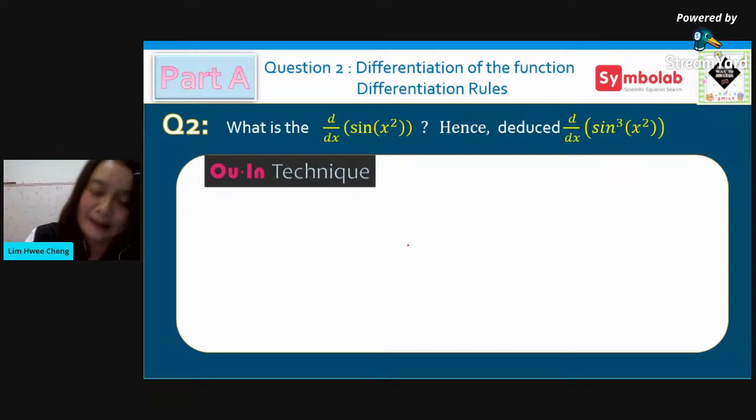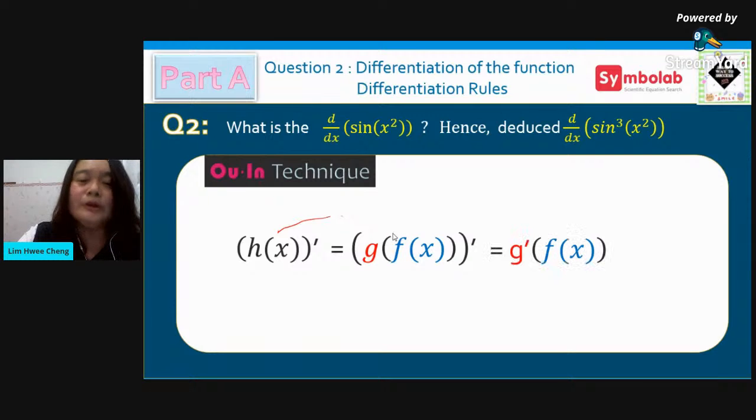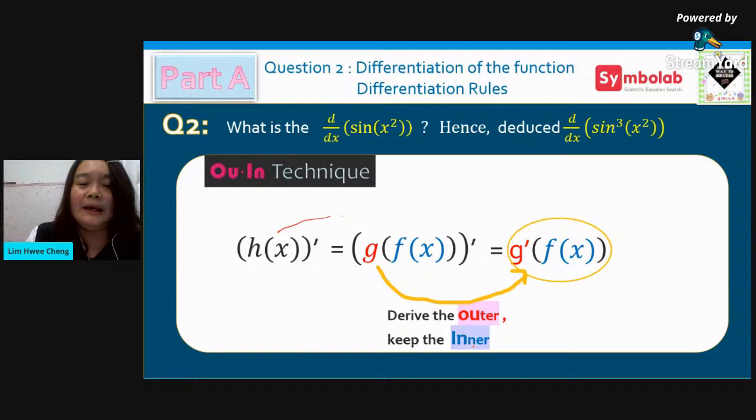What is the out-in technique? Every time I tell my students, if you have a composite function, of course you have the inner function and the outer function. Let's say I differentiate my function h in terms of the composite g of f of x. Every time, I will do my outer function first. I will differentiate the outer first and keep the inner. Do the outer first: you differentiate g, you get g prime.